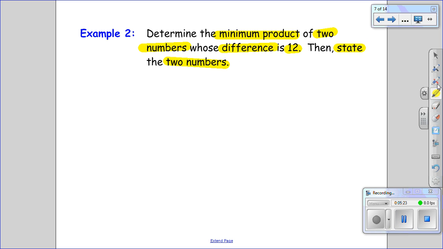Now what am I looking for? I want a minimum product. Oh, and I also want the two numbers. I'm asked to find two things. Now, minimum product tells me something interesting. That tells me that I'm looking for the y coordinate of the vertex.